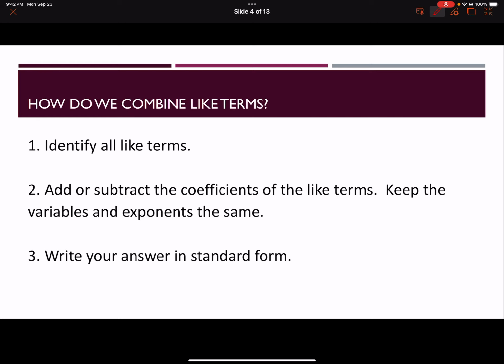All right, let's put this all together and talk about how we combine like terms. First step, we identify all of our like terms, kind of like what we just did. You could do hearts around some, clouds, whatever. And then we're going to add or subtract the coefficients of those like terms. But here's the part that people mess up often. Keep the variables and the exponents the same. And I'll show you what I mean in just a second. But you might want to underline or highlight that because that's the part that people kind of forget. And then step 3, write your answer in standard form. Remember we said like alphabetical, if you have more than one variable, more than one letter, or if you have different exponents, the biggest exponent comes first.